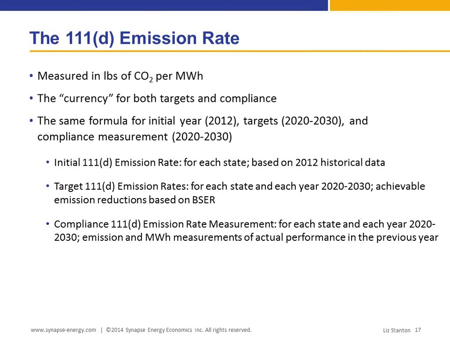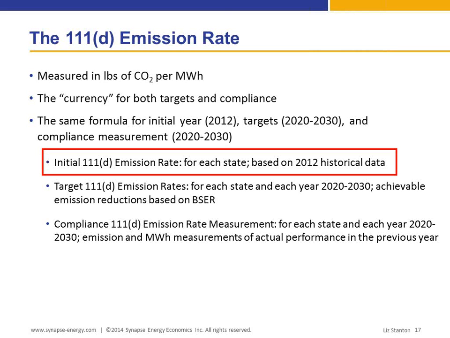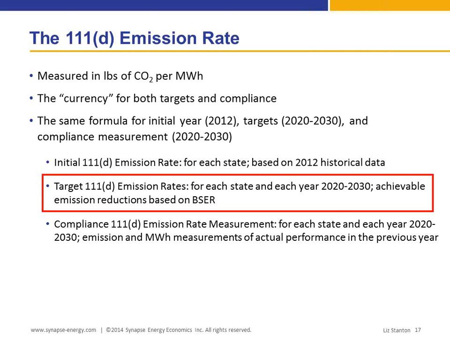It is measured in pounds of CO2 per megawatt hour, and it is the same emissions rate with the same formula that is the currency for both the targets and for the compliance. The same formula is used for the initial year to say what's our baseline. And you'll have noticed if you've reviewed the EPA's materials that actually there are two 2012 emissions rates published in there. One is just the fossil fuel rate, and it's not using the same formula as the rest of the 111D emissions rate work, but it is published in there. But for 2012, we start with a 111D emissions rate using the same formula. There is a target that's set using the same formula for 2020 each year through 2030.